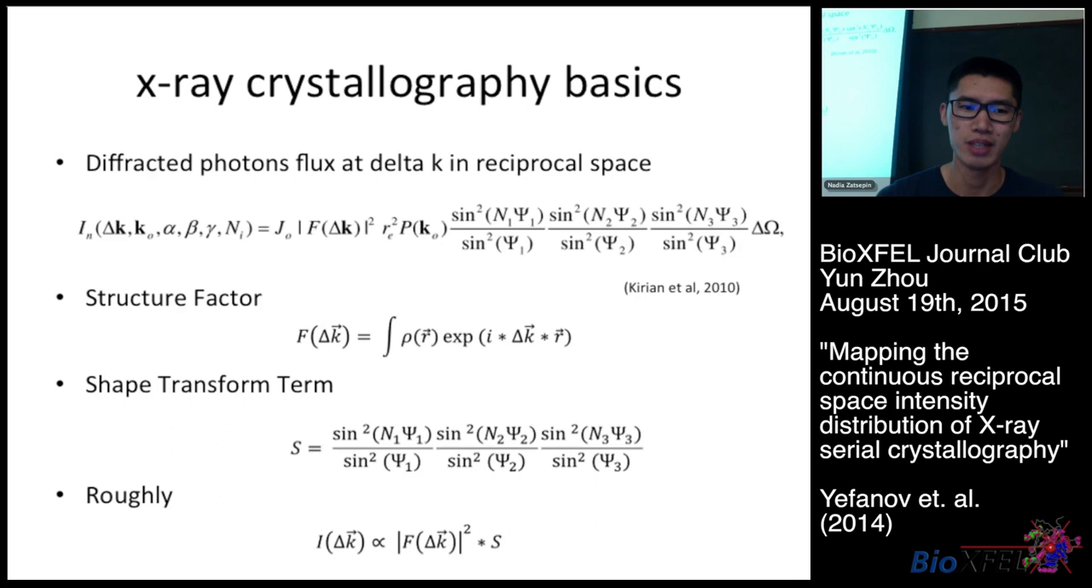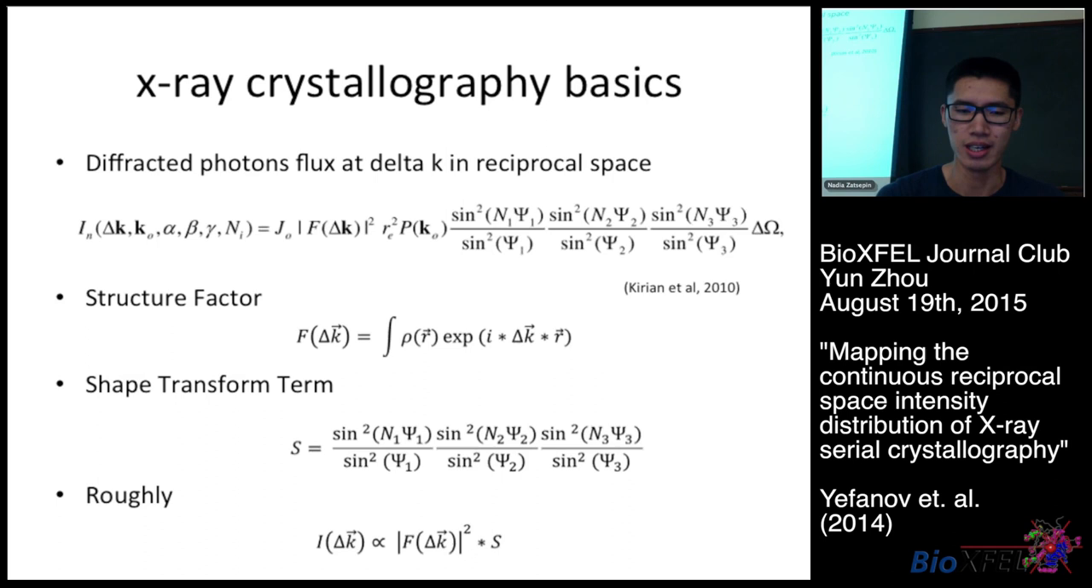So here's another term I call the shape transform term. N1, N2, and N3 are the number of unit cells in each dimension. Because N1 tells you the number of unit cells in each dimension, we call it the shape transform. It tells you the rough shape of the crystal, how long and how wide it is in each dimension. In the end, I is roughly proportional to the structure factor squared times the shape transform. I is the intensity you measure at each pixel in your diffraction pattern.